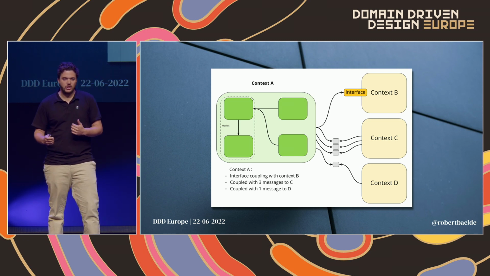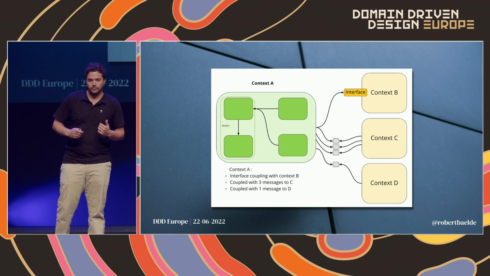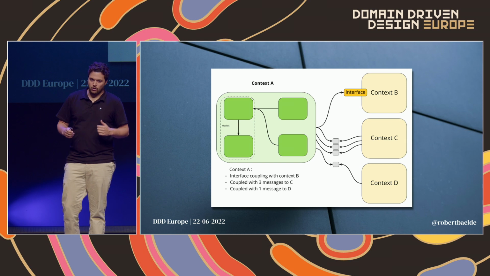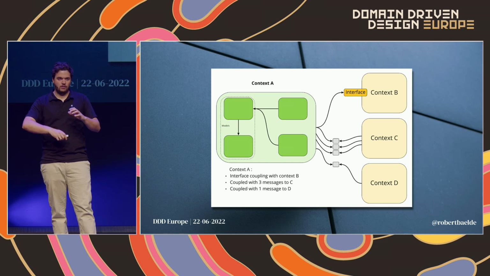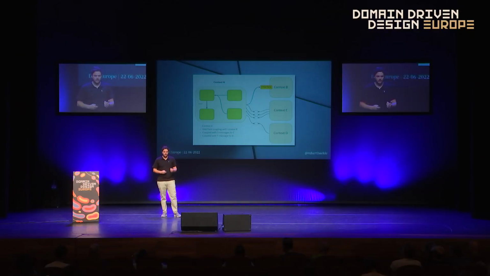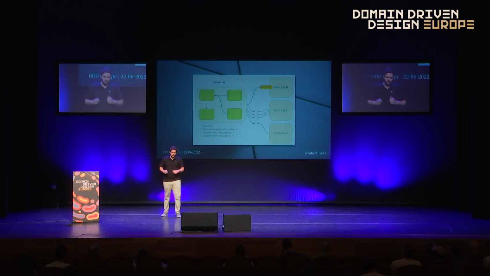So if you see that the communication between two contexts is a lot, or there's one context in the middle that all the other contexts depend on, that's a sign that maybe you need to look at your communication patterns. So this is all great.